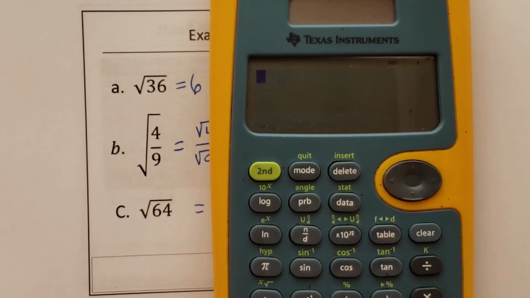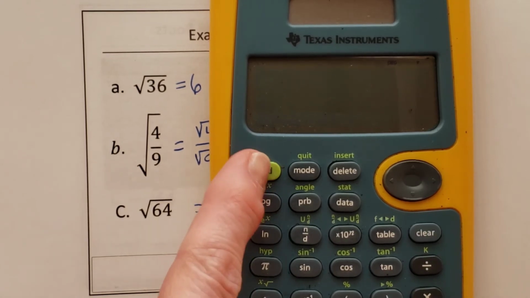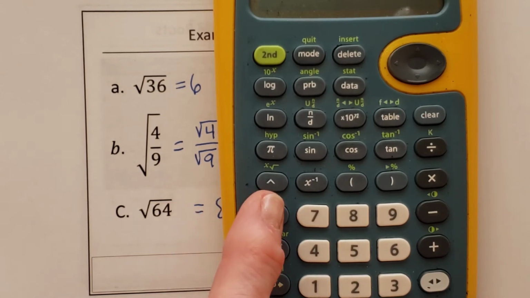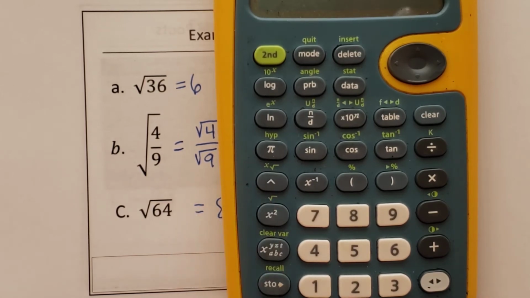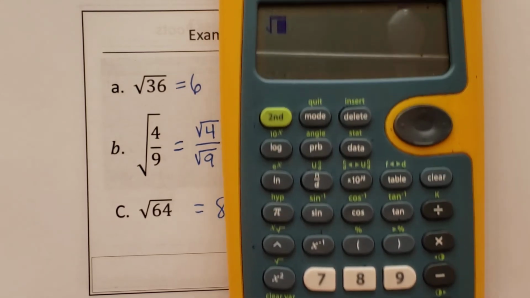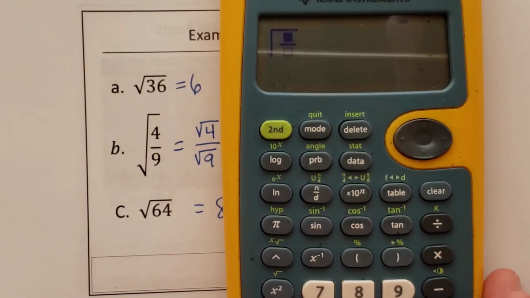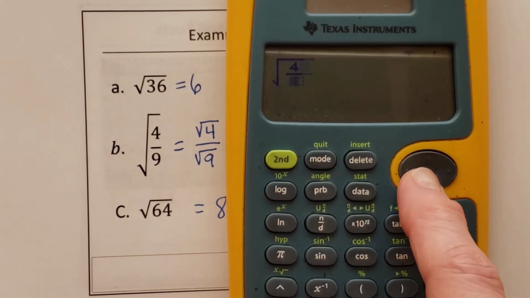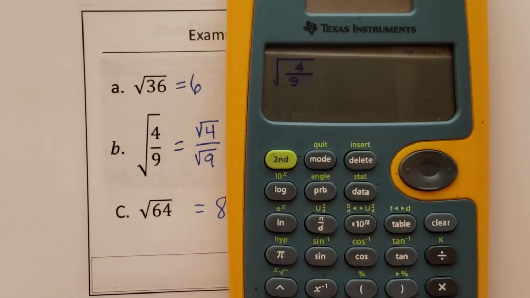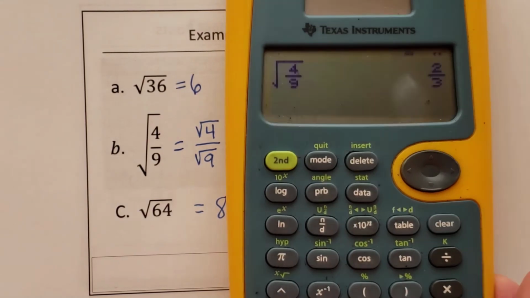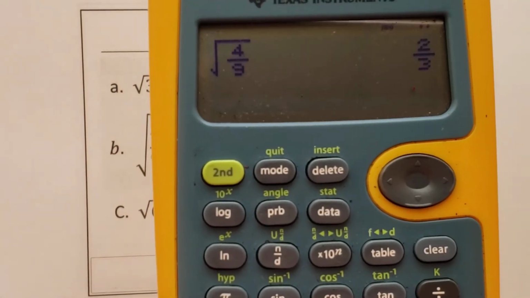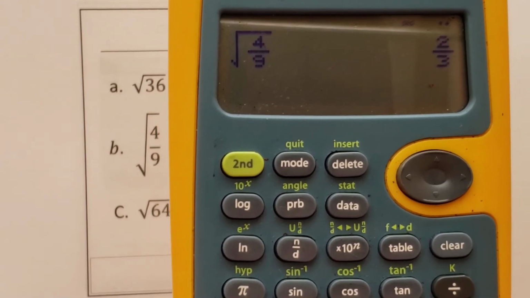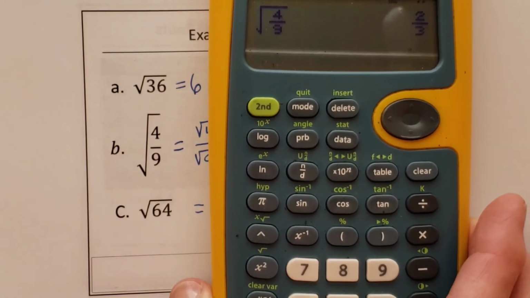All right, so even if I have a fraction, I'm going to start with my second button. Above the x squared button, I have the radical symbol. And then I'm going to type in my fraction, so n over d, my fraction button. I'm going to type in 4, arrow down, put my 9 in, hit enter, and you can see the answer is 2/3. So if you get used to using the radical button, that helps you. It's going to save you a lot of time.